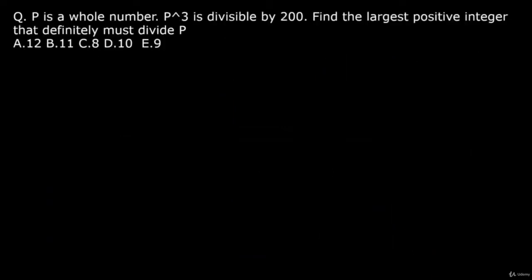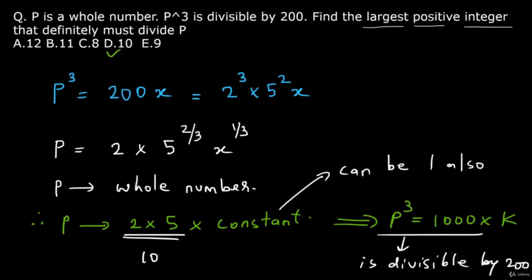Let's read the question. P is a whole number. P cube is divisible by 200. Find the largest positive integer that definitely must divide P. Alright, what's the answer to this question? The correct answer is option D, that's 10. Now let's see why that is.